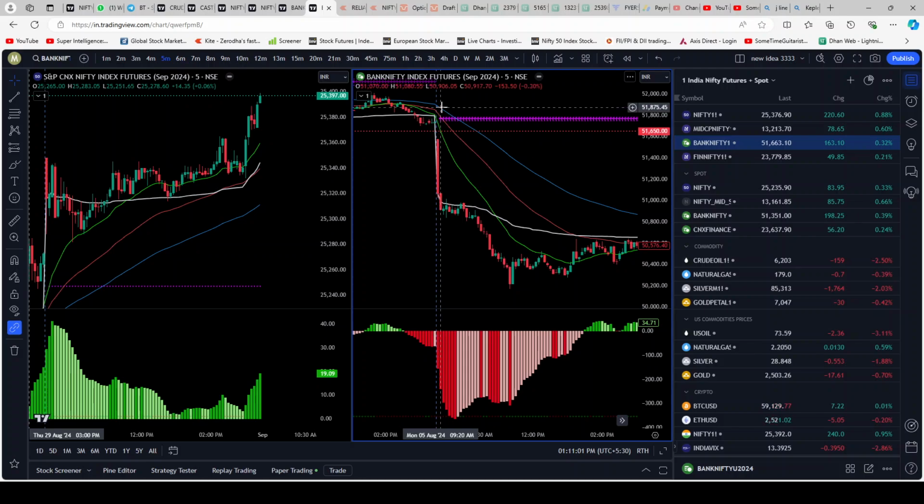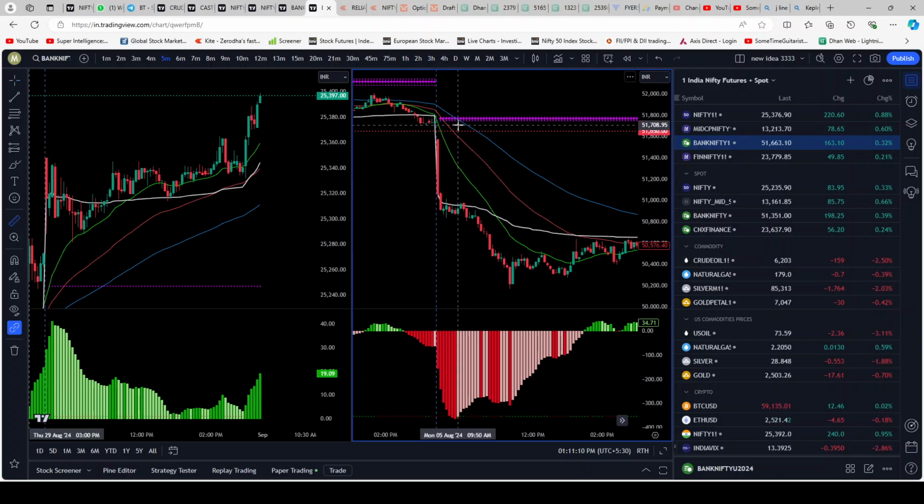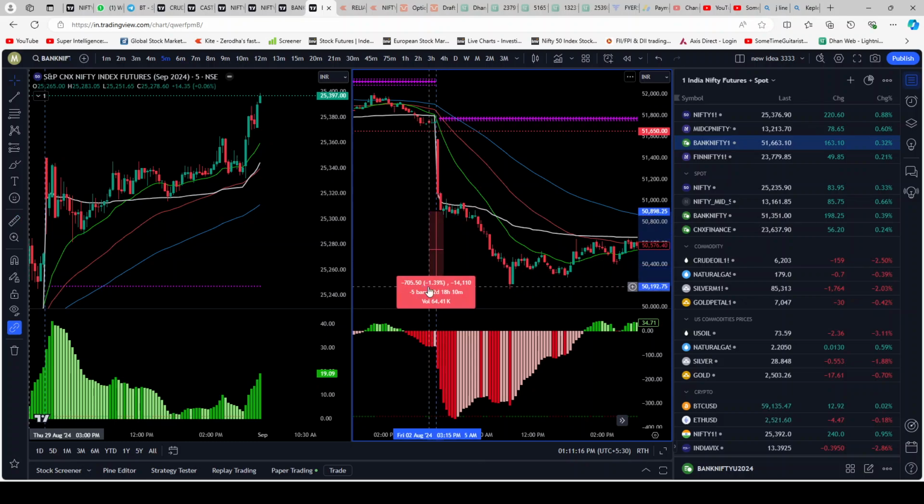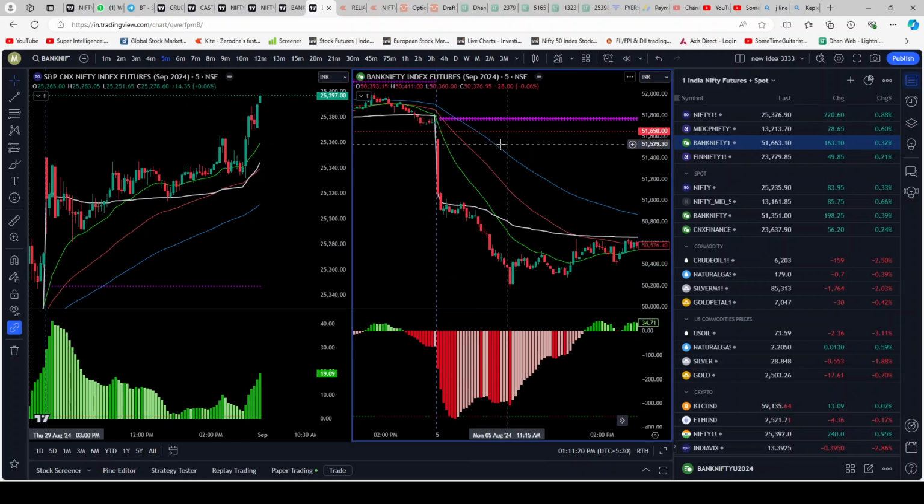Again, over here, it opens below CPR, below the 3 moving averages, below VWAP. VWAP actually at this stage would not be formed, but you could have shorted because it was below CPR, below the 3 moving averages. Even if you would have shorted here, even then there was a 700 point fall post that. So this is a perfect example of a shorting day.